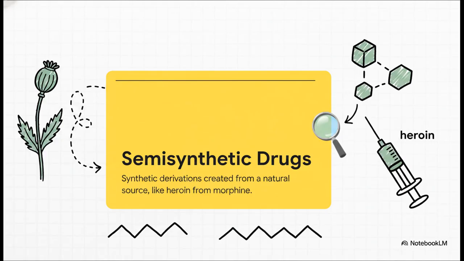Real quick, when we classify these drugs by preparation source, a key category is semi-synthetic drugs. These are synthetic derivations created from a natural source. And this brilliantly illustrates a super high-yield example you just have to know: heroin. Heroin is actually synthesized in just one single chemical step directly from natural morphine.